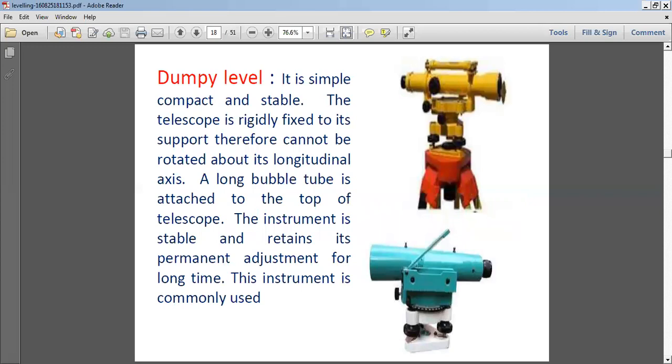Next is the dumpy level. This is the same as a tilting level, but in this case the main thing is that we can't rotate it about its longitudinal axis. So the picture we are getting in the object glass is not up to the mark, as we are taking readings in an automatic level.